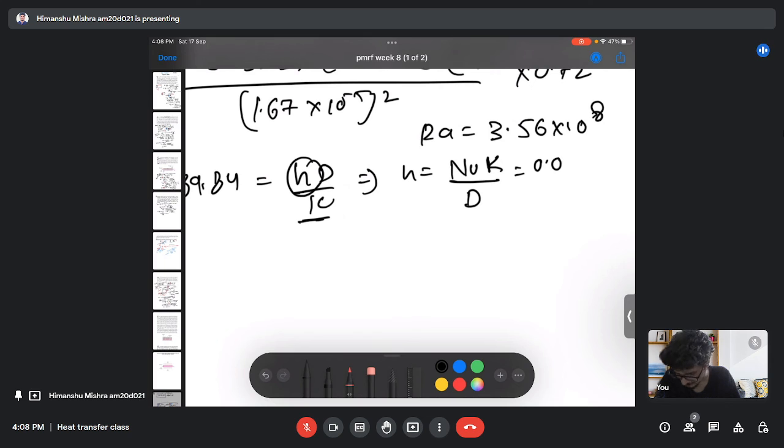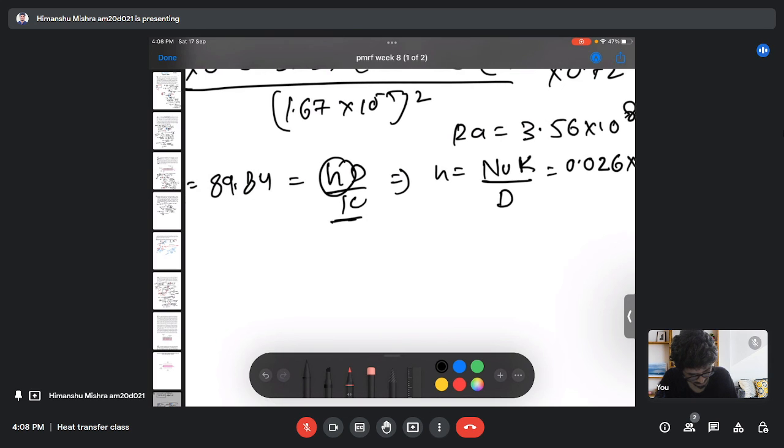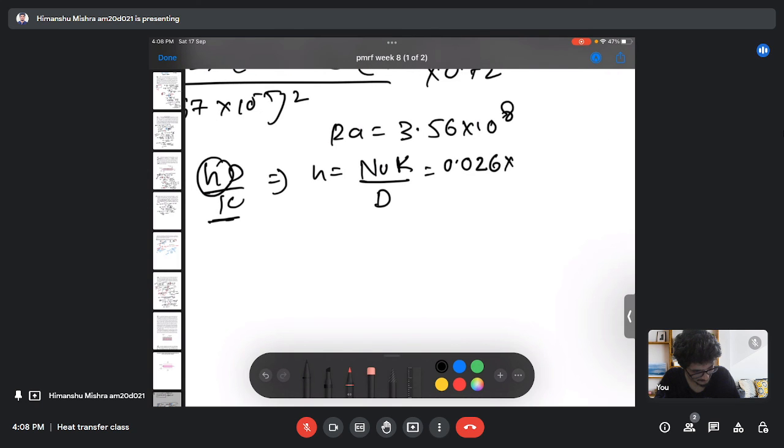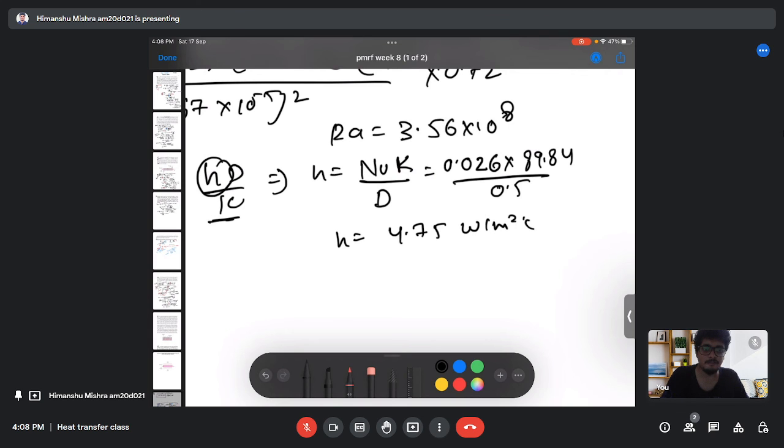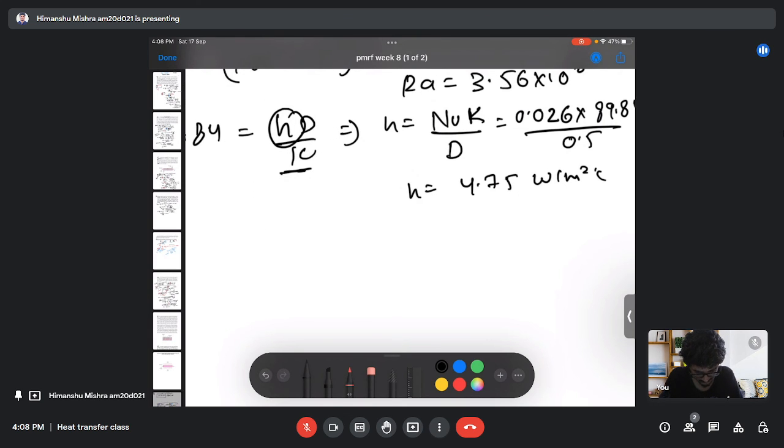So the thermal conductivity of the fluid is 0.026. Nusselt number is 89.84. So this is my heat transfer coefficient. And now we will be using Newton's law of cooling. We found the heat transfer coefficient, and we are already given these properties.